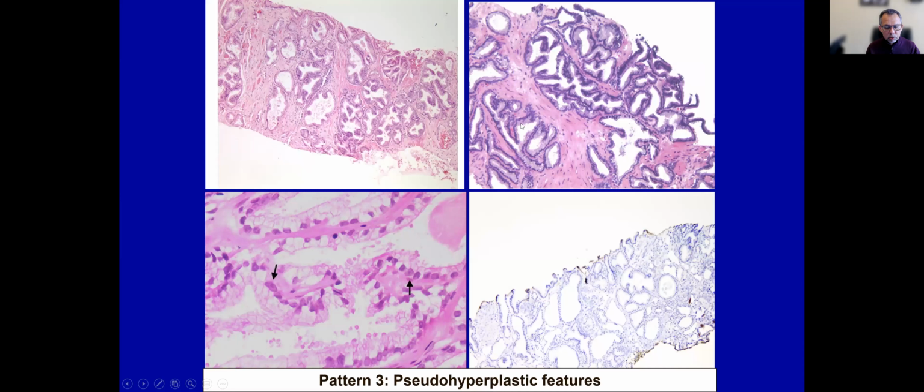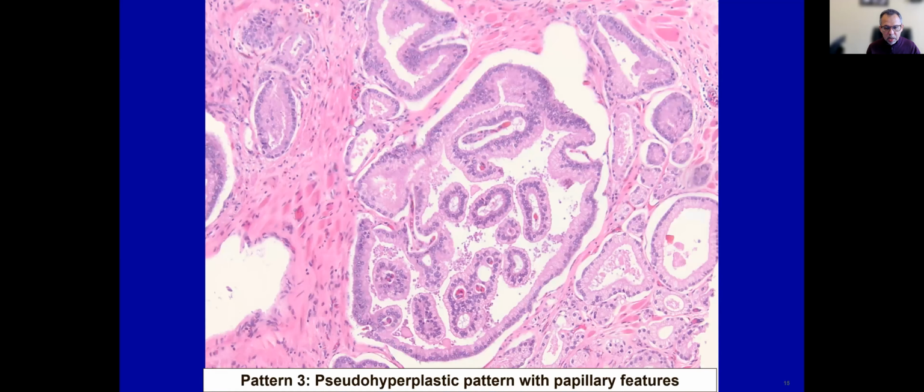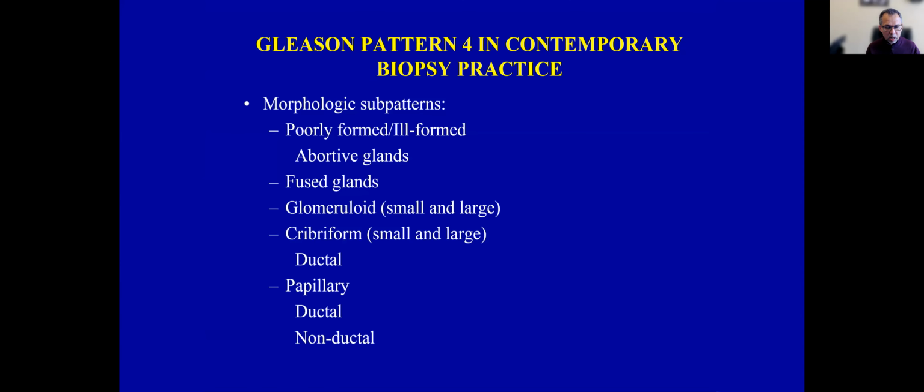Here is an example of a pseudohyperplastic prostate cancer characterized by these large undulated BPH-like branching type of glands. So this can easily be mimicked as a benign condition, but when you look carefully, you do see some cytological atypia, and then sometimes you may find some conventional acinar morphology. When stained here with basal cell marker, it is entirely negative. So pseudohyperplastic cancer is always graded as a pattern 3. Sometimes that type of morphology may give you pseudopapillary architecture, which should not be overinterpreted as a pattern 4.